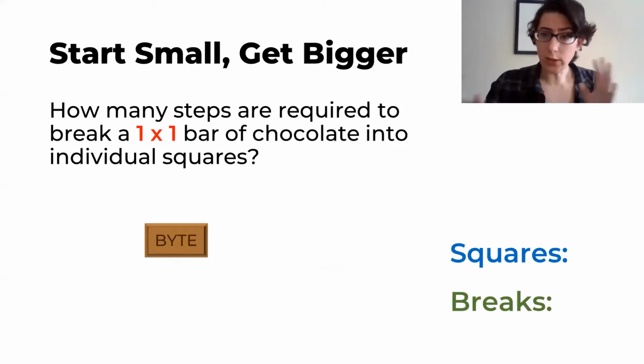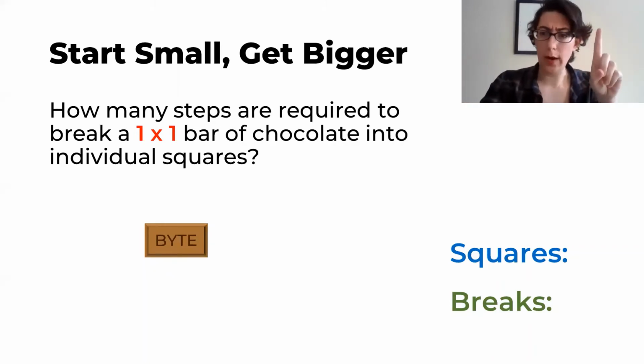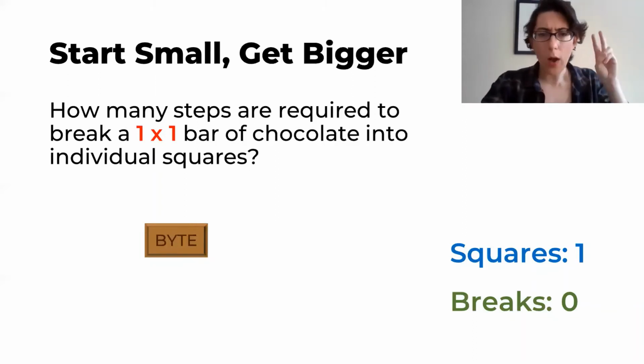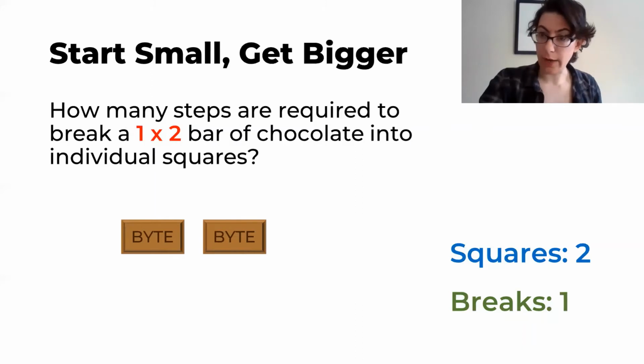So start small and get bigger. Let's build a data set by increasing our bar of chocolate and seeing how many breaks it takes to get it into its individual squares. If we have 1 square, clearly it's a bar of 1 square. And do we need to break it at all? Nope, 0 breaks to get it into individual pieces. Now, how about a 1 by 2 bar of chocolate? There are 2 squares, and you only need to break it once to get it into individual pieces.